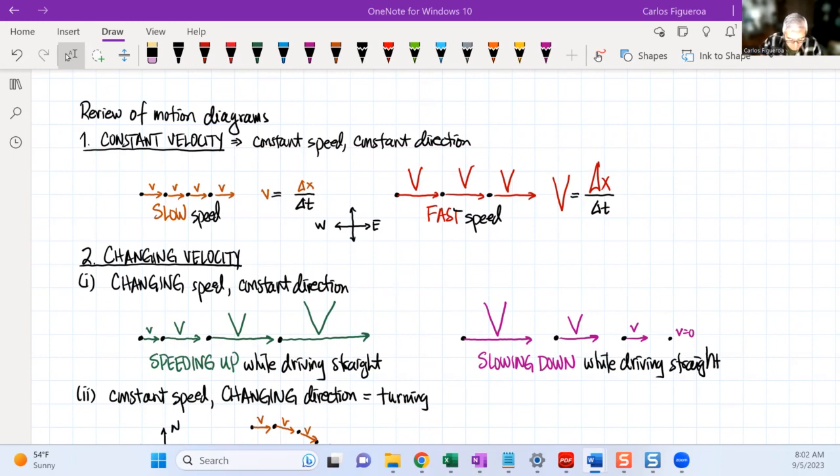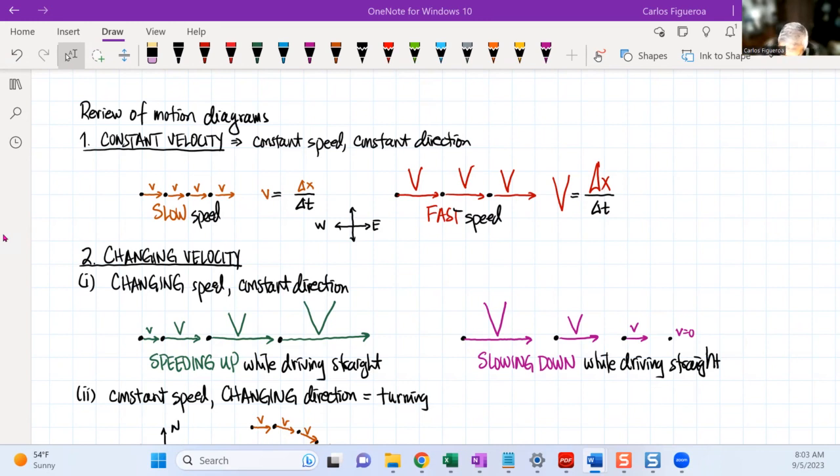You could see here that if I'm looking at my dots, they are closely spaced together. And so my arrow is going to be short, which I draw with a small v. And you could see here that it says slow speed. Again, they're all headed in the east direction. The reason it's slow is because the displacement between the dots is very tiny. Even though the flashes are occurring at the same interval, we have a smaller v. So my velocity is a slow speed going east.